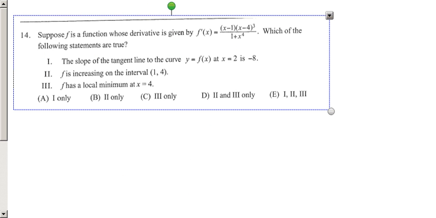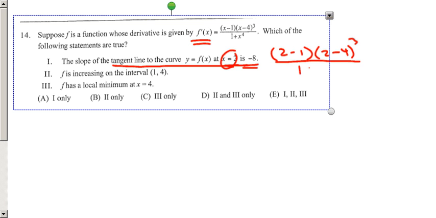Okay, so this problem, we have a derivative already given to us, and it's asking a bunch of questions. So we have to decide which are true. So it says the slope of the tangent line to the curve at x equals 2 is -8. Well, that's just, if we plug in 2 into our slope equation, let's see if it's -8. So putting in 2, we get 2 minus 1 over 2 minus 4 cubed over 1 plus 2 to the 4th. So 2 to the 4th is 16.